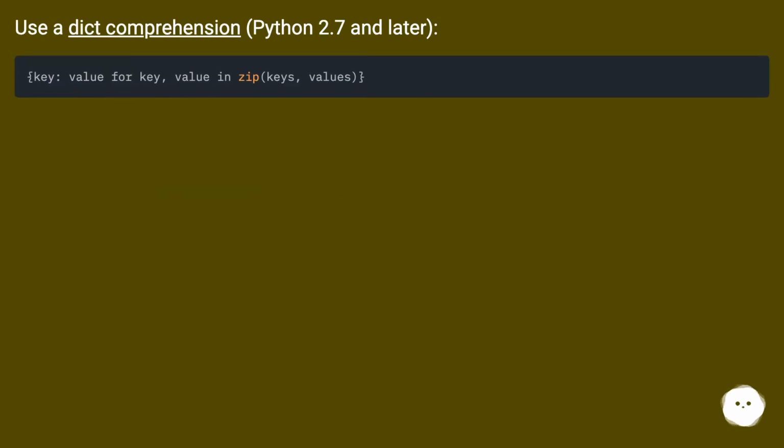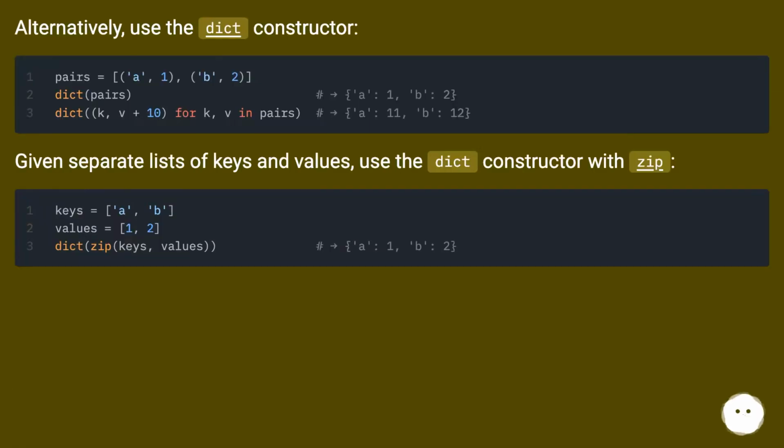Use the dict comprehension, Python 2.7 and later. Alternatively, use the dict constructor. Given separate lists of keys and values, use the dict constructor with zip.